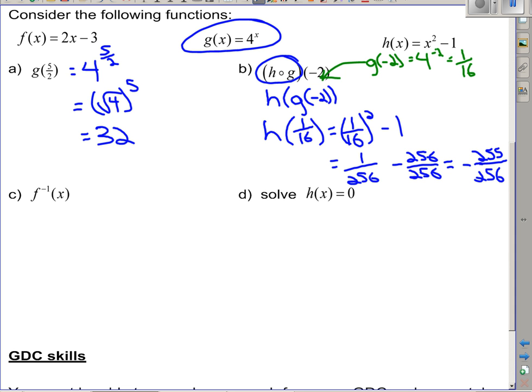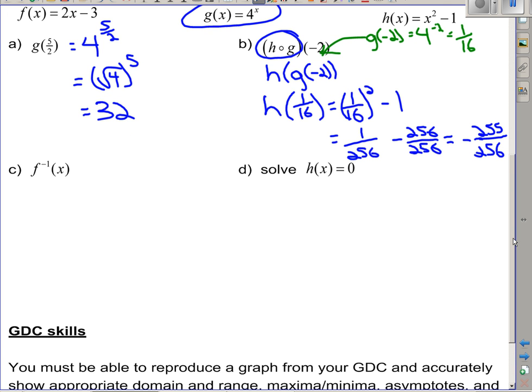Okay, inverses. If we want to find the inverse of the function f, that means, first of all, switching x and y. So the function f really meant y equals 2x minus 3. It's a linear function. It's got a y-intercept of negative 3. It's got a slope of 2. If we want the inverse, we switch x and y, so x equals 2y minus 3. Now we'll solve for y, so rewrite it in y equals form. And we get y equals x plus 3 over 2.